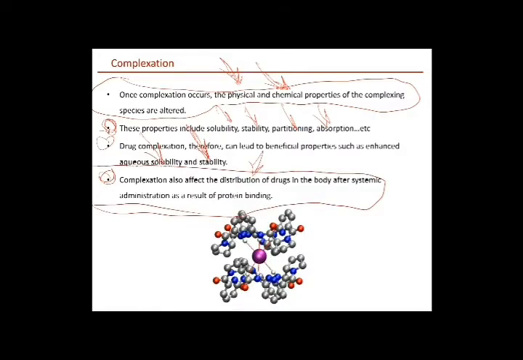So now we know that complexation is just like a normal reaction between a ligand and a substrate, and we can alter many properties of different drugs or chemical entities by making them complexes. And we can employ this technique in a good way.